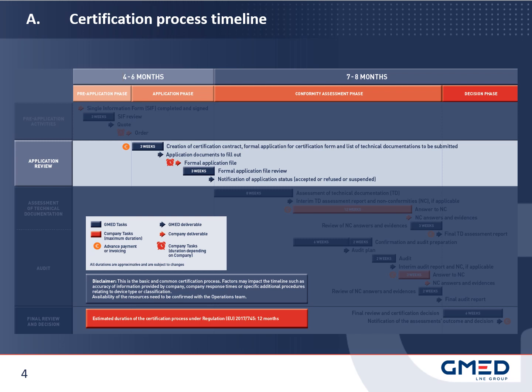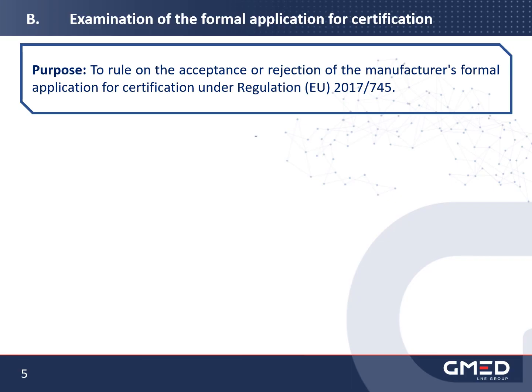On receipt of the application form, GMED teams examine the manufacturer's formal application for certification and decide whether to accept or reject it. Before we can confirm acceptance of the formal application for certification, the manufacturer must sign the certification contract for CE marking under the regulations made available by GMED. The main objective of the examination of the formal application for certification is therefore to decide whether or not to accept the formal application for certification under the European Medical Devices Regulation.